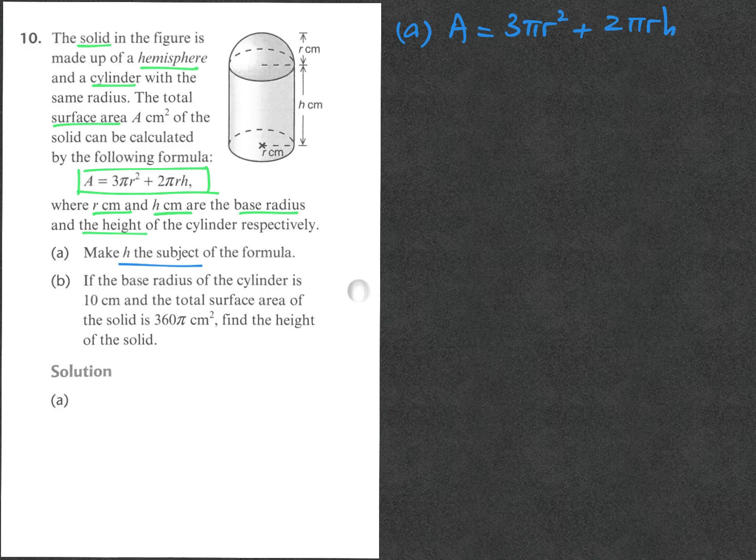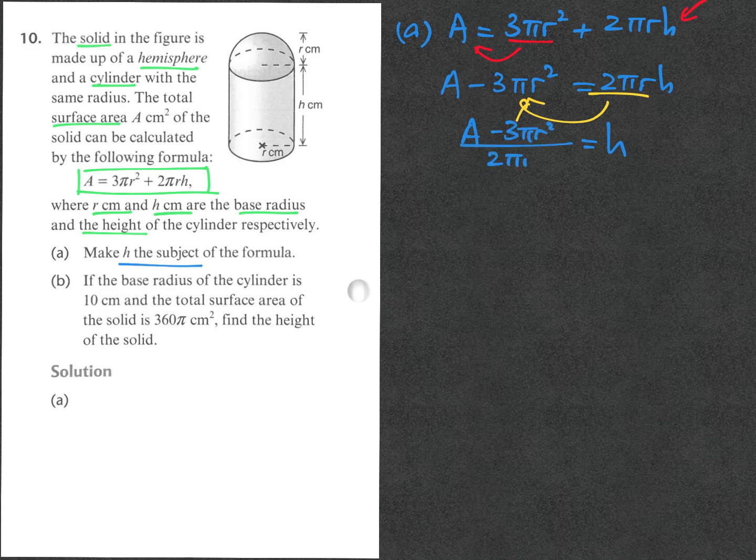Find the h first. Luckily, you have only one here, so that's why we start moving the terms away one by one. The first one to start with, we move away the first term, which is easier to do because it's just by subtraction. A minus 3 pi r squared will be 2 pi rh. Next, 2 pi r is still multiplied to h, so this is something we need to remove away as well. This one, we need to use division, which gives you h will be A minus 3 pi r squared divided by 2 pi r.